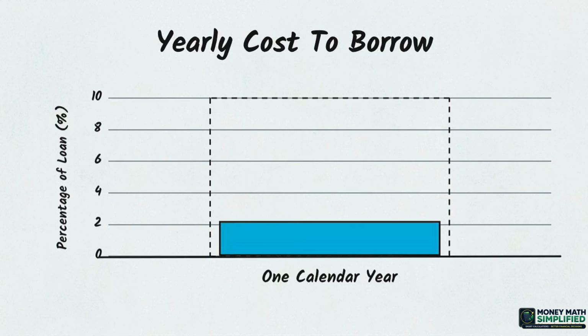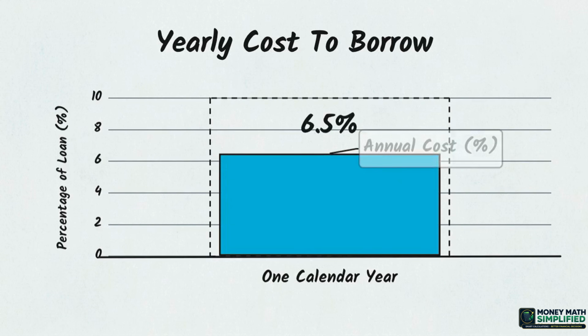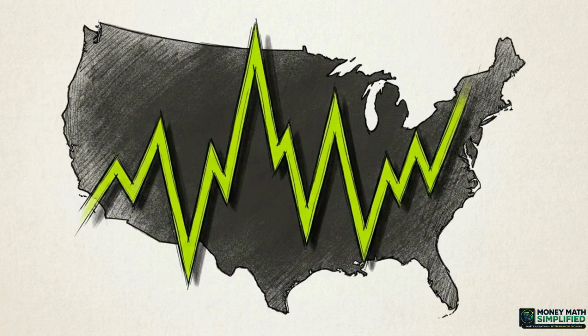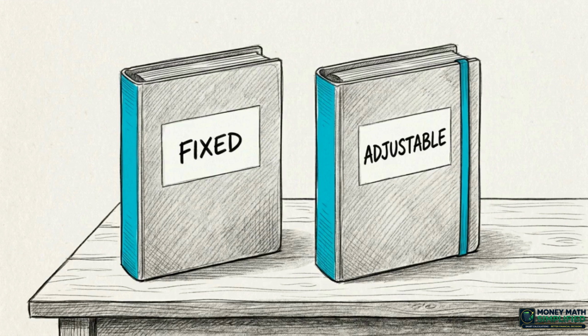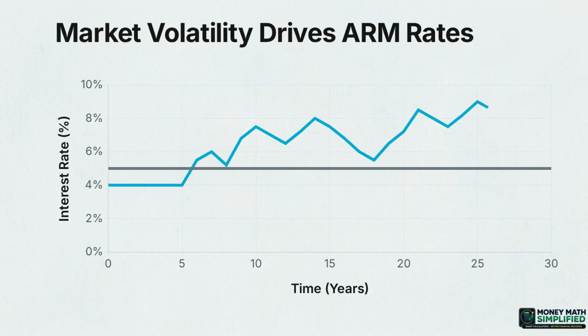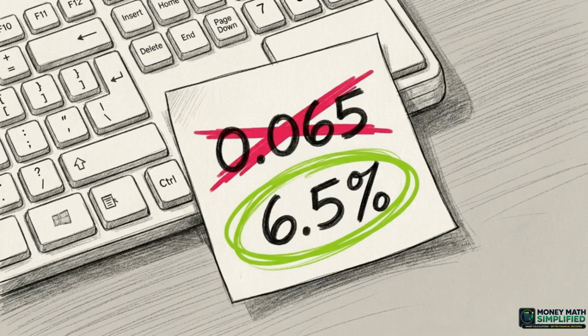This represents the yearly percentage cost the lender charges you to borrow their money. The exact rate you receive depends heavily on your personal credit score, as well as overarching national economic conditions. You'll also encounter 2 main types of rates. A fixed-rate mortgage stays exactly the same throughout the life of the loan, while an adjustable-rate mortgage can fluctuate as market conditions change. When you enter your rate into the calculator, be careful with the formatting.